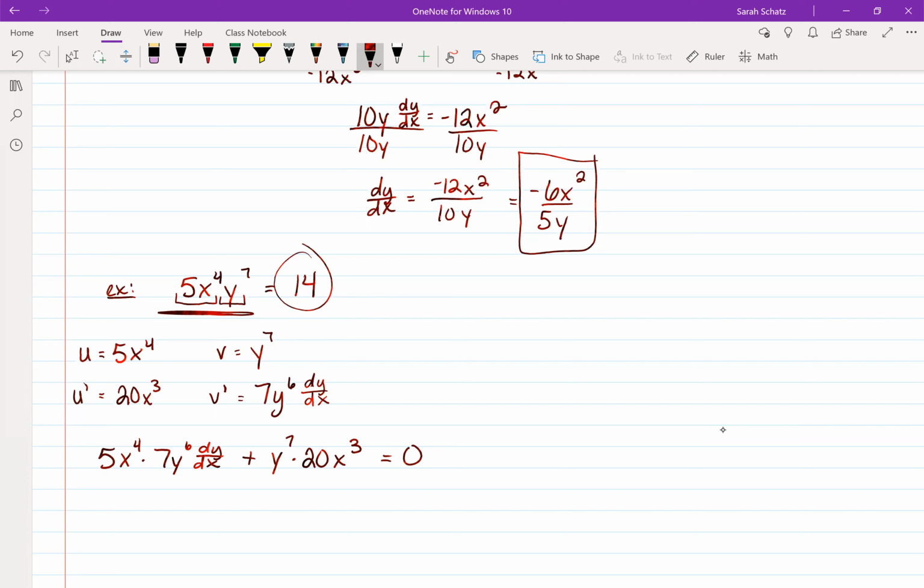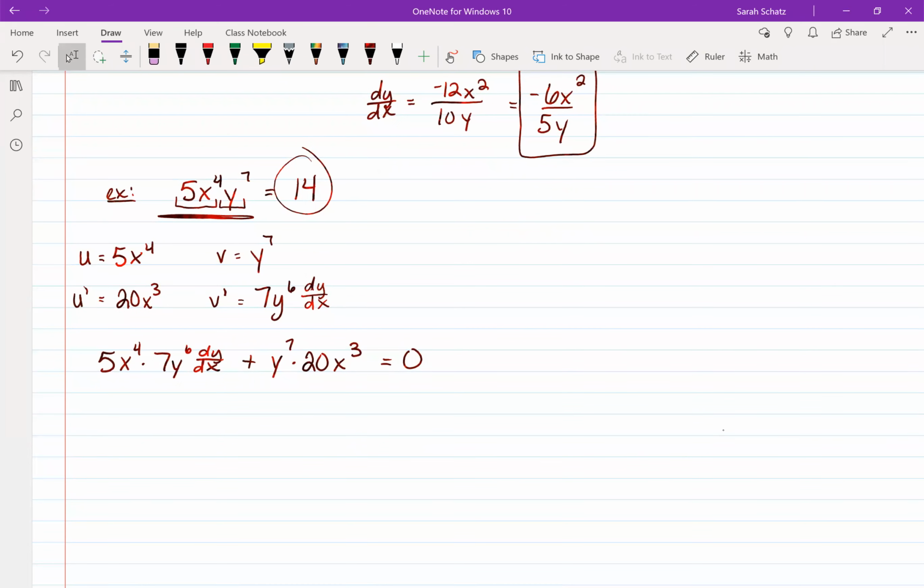And then we start our isolating dy dx process. So let's subtract this term from both sides. And as I subtract it, I'm going to rewrite it a little bit because I'm going to put the 20 in front, but I'm not going to change the term or anything. I'm just going to rewrite it to make it look a little better.